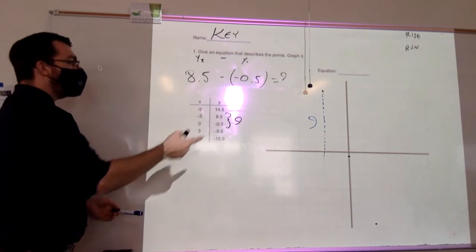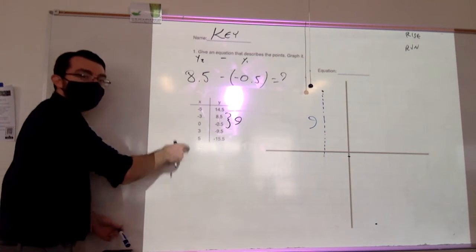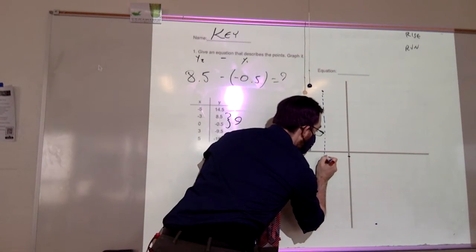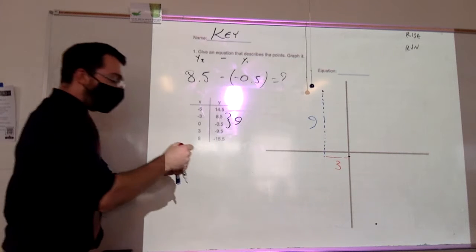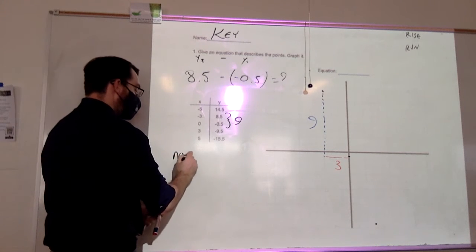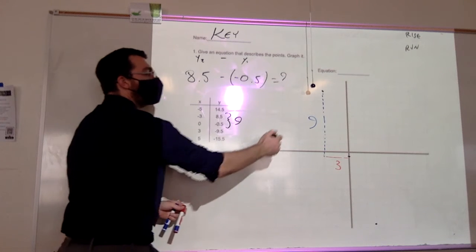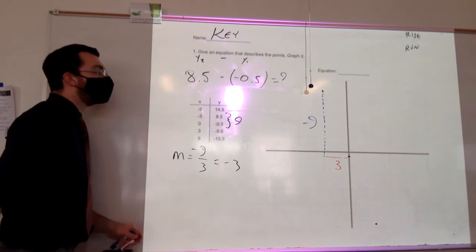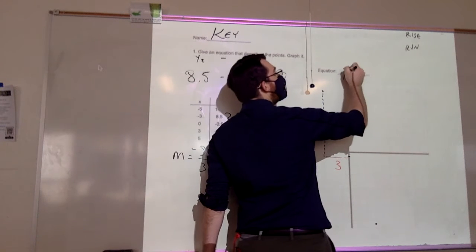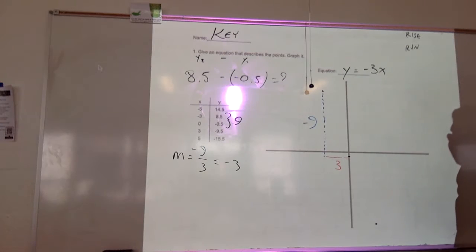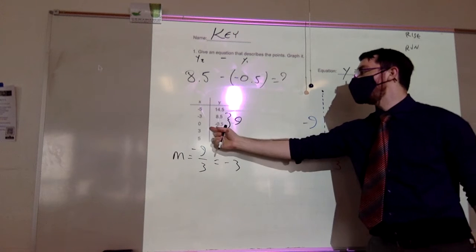As far as the run goes, that's pretty easy. It's 3. I mean, you hardly even need to do any math for that. So the rise over run is 9 over 3. I'm sorry, negative 9 over 3. So the slope is negative 3. y equals negative 3x, and now I need a y-intercept. Minus 0.5. Oh yeah, it just happens to be there.